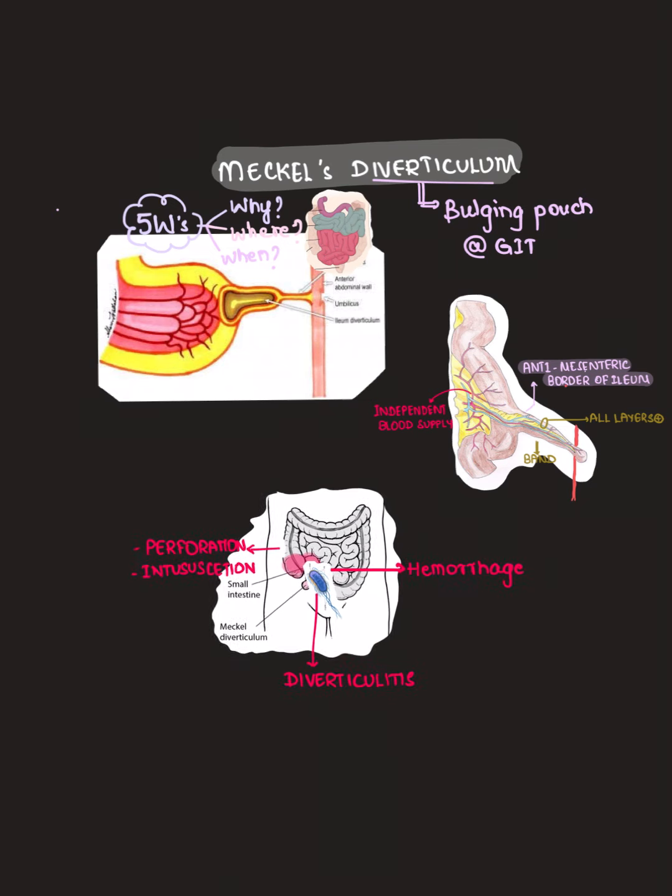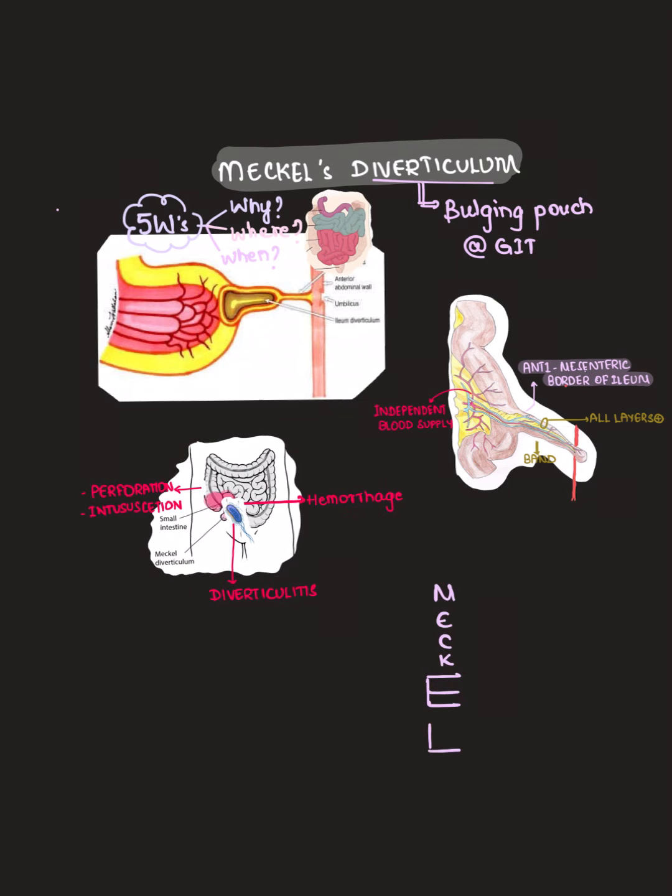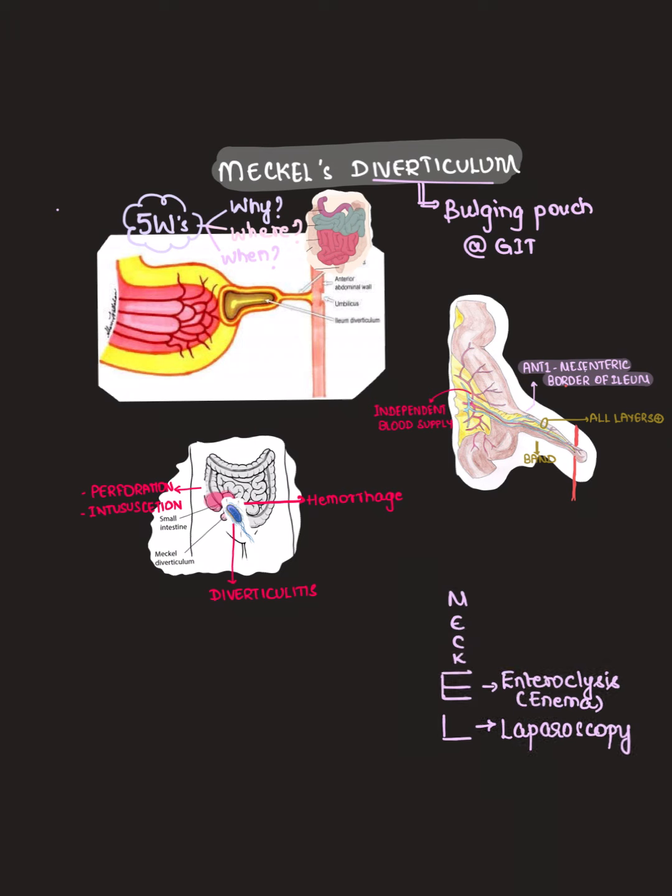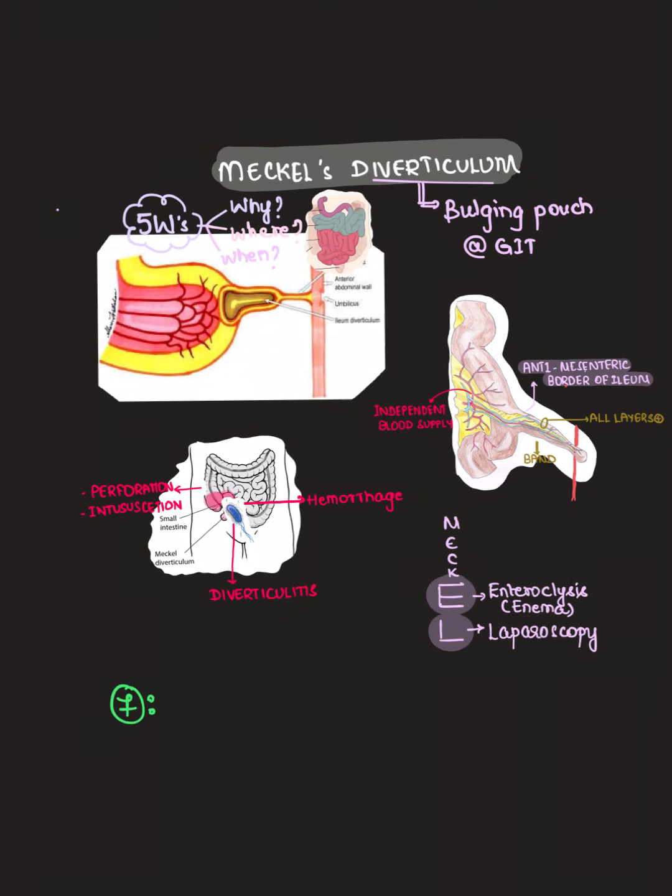Right. So coming to the investigations that need to be performed in order to diagnose this. Just remember two: L for laparoscopy will be performed, and the second one is enteroclysis, where a small bowel enema will be done. How do you treat this? Since most of them are asymptomatic, we are going to leave it alone. But if they turn into symptomatic ones, we are going to do what is called Meckel's diverticulectomy.